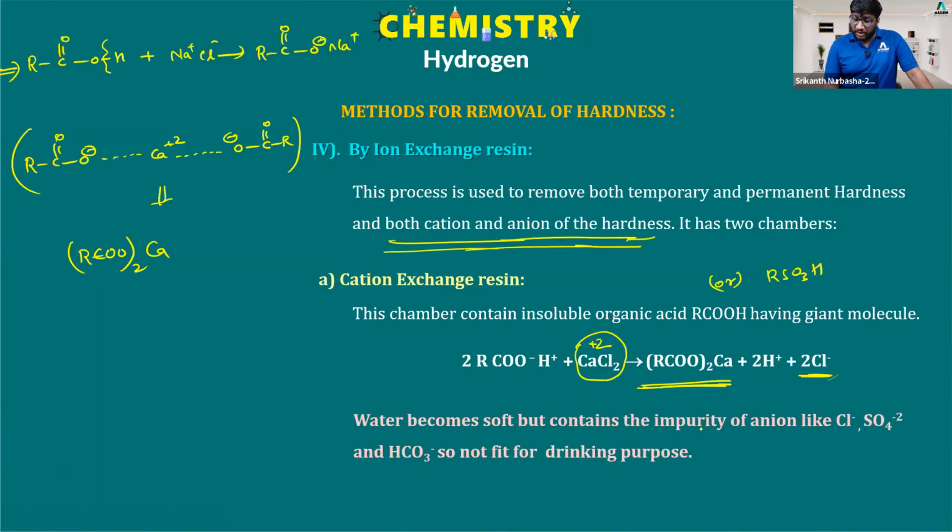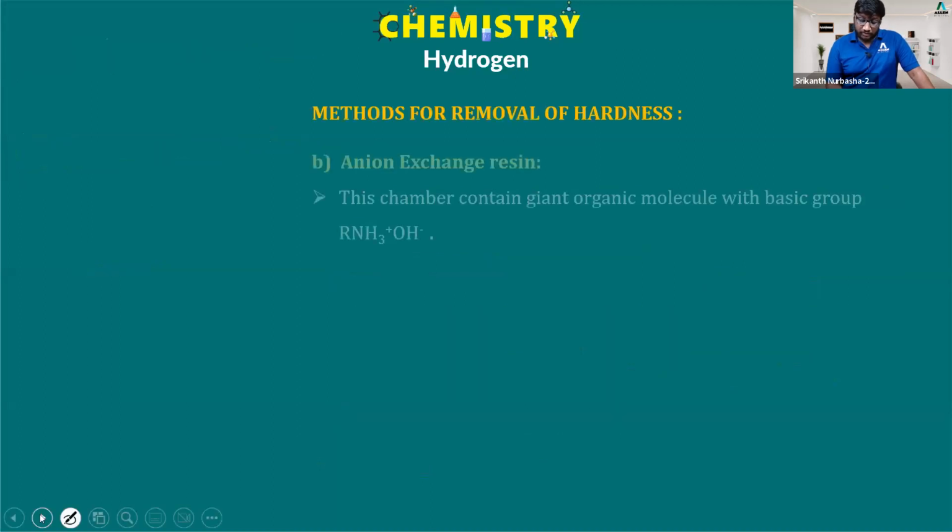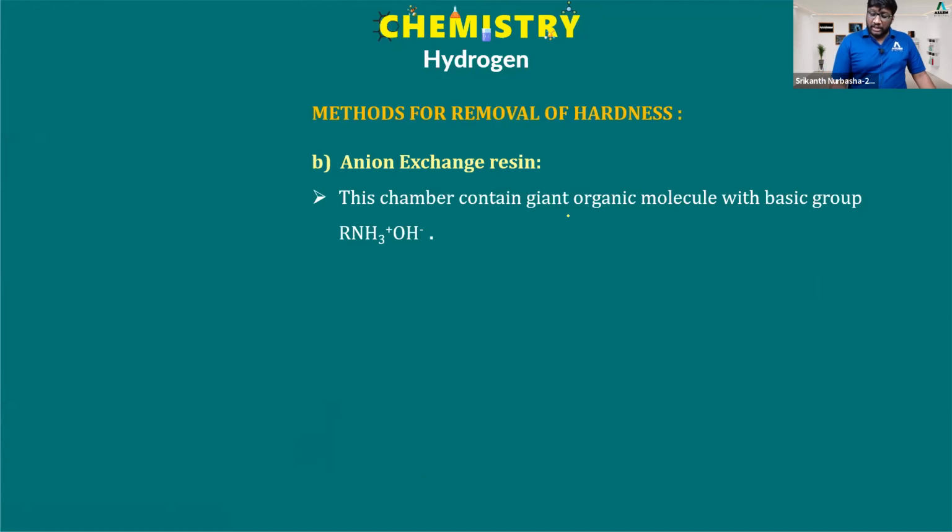Water becomes soft but contains the impurities of anions like chloride, sulfate and HCO3 minus. So it is not directly fit for drinking purpose. So then you have the anionic exchange resin. This chamber contains a organic molecule with basic groups. Like earlier, we had the acidic group RCOO minus that picked up the metal ion. Now we have basic groups like RNH3 plus OH minus.